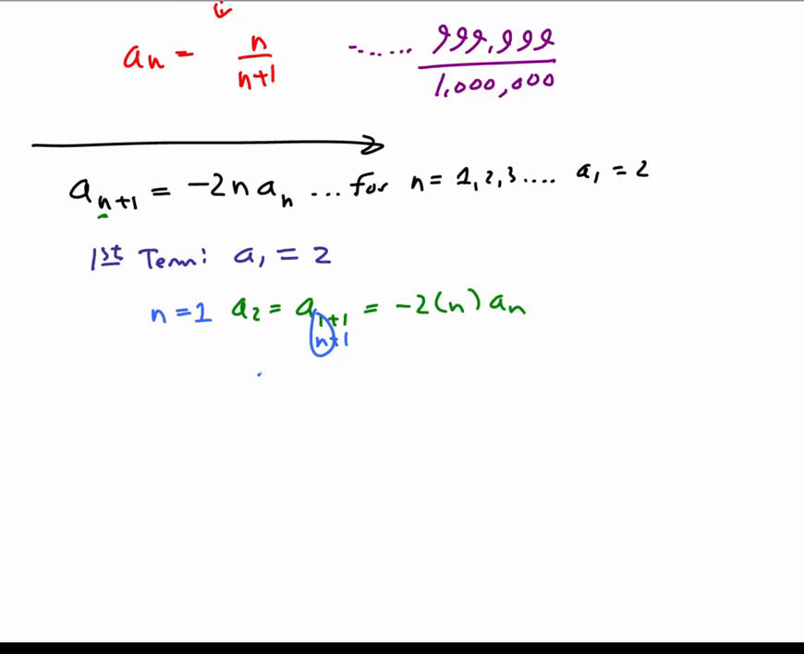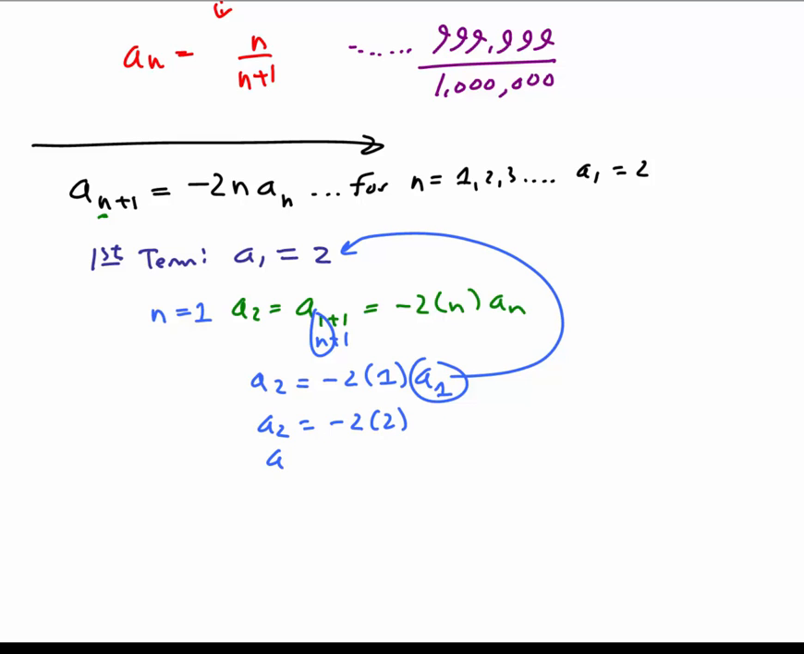So if we know n is equal to 1, I would just go ahead and plug 1 in here. And I also know negative 2 times 1 is negative 2. And I also know a sub n, and we know n is 1 in this particular case, so let me replace this with a 1, was given to me in my first term. A sub 1 was equal to 2. So negative 2 times 2 is negative 4. So a sub 2 is negative 4.